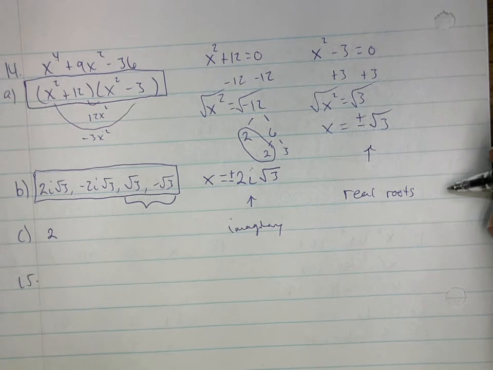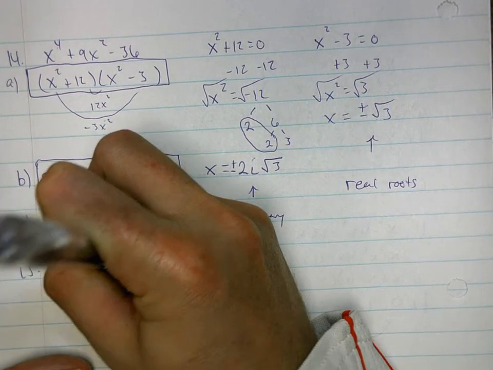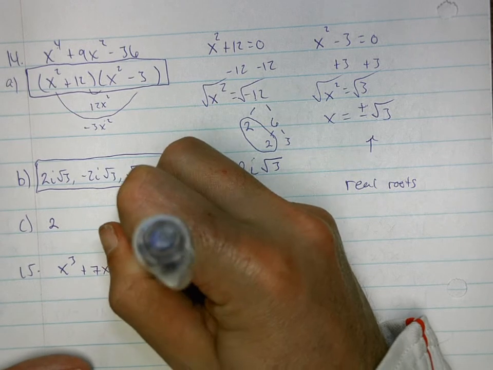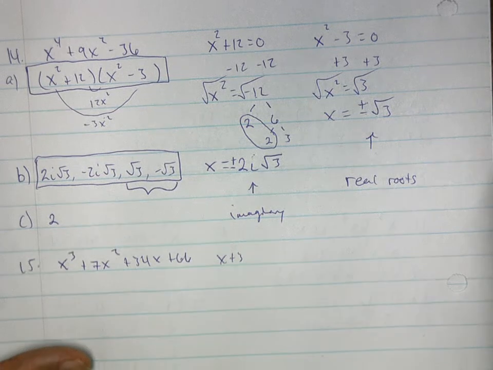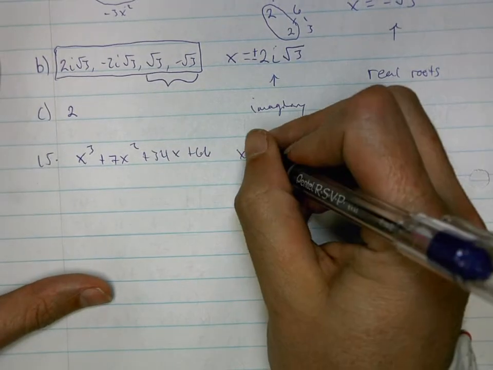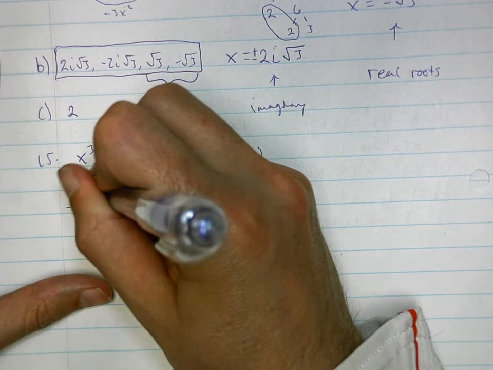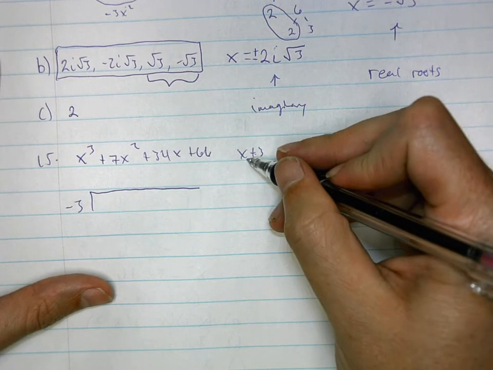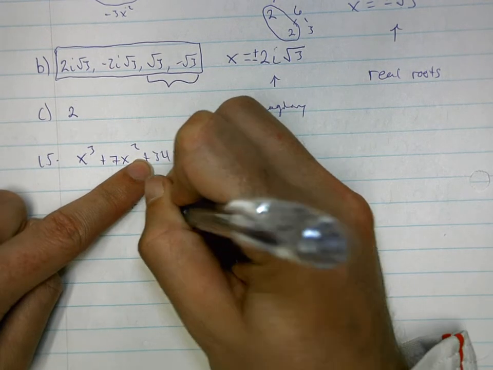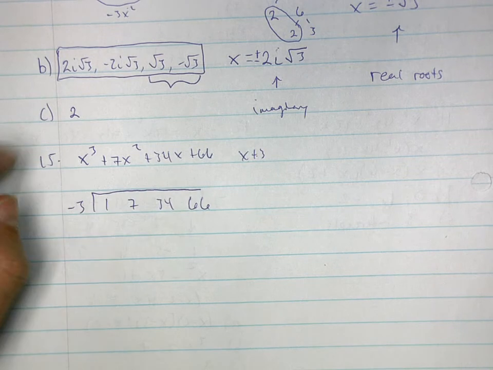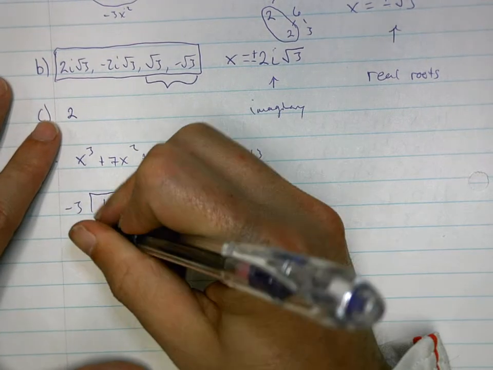15. x cubed plus 7x squared plus 34x plus 66, with x plus 3 being a factor. Synthetic division. The opposite of positive 3 is negative 3. That's our root. You plug negative 3 in to get 0. The coefficients are 1, 7, 34, and 66. Bring the first one down. Negative 3 times 1 is negative 3.